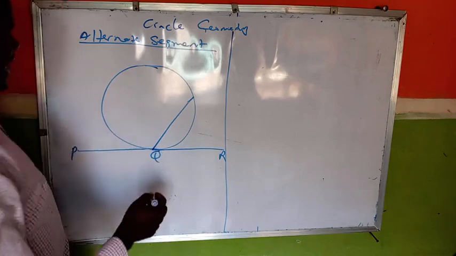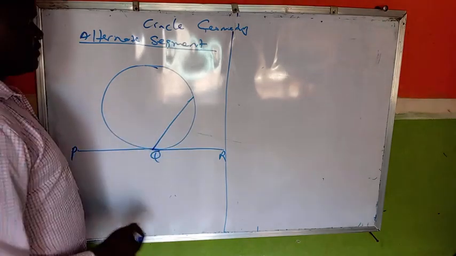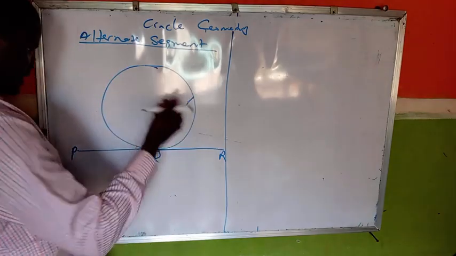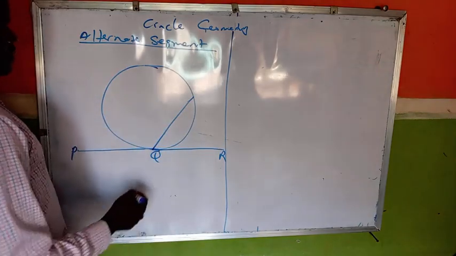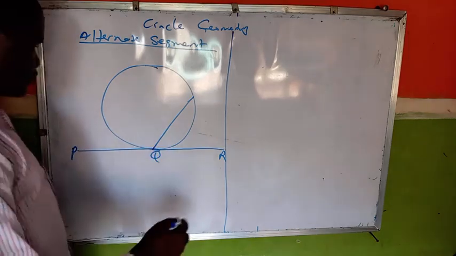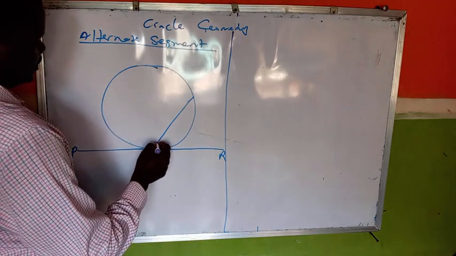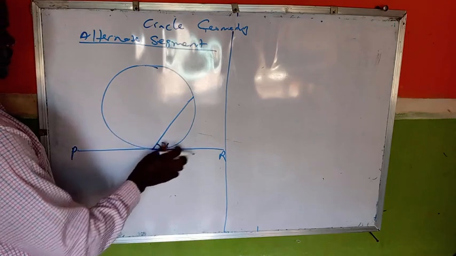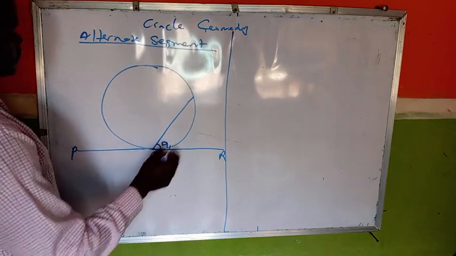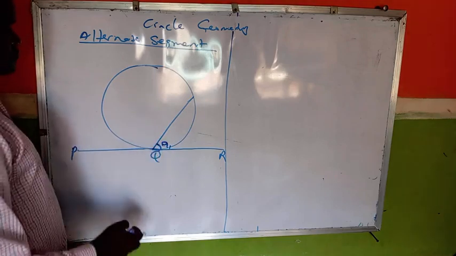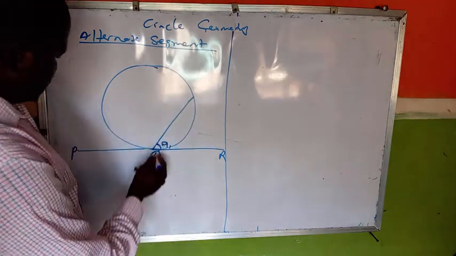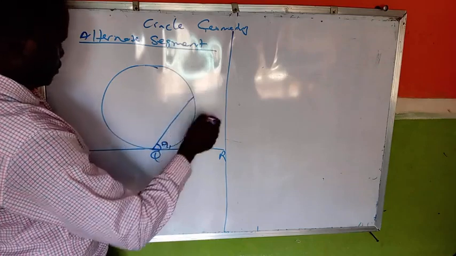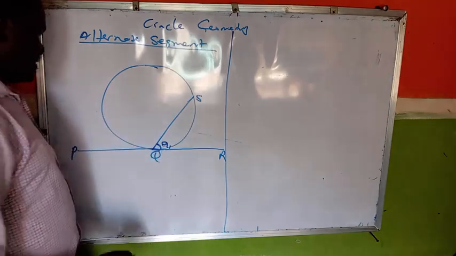Earlier, as I told you, we divided the circle into two parts. We have the minor segment and the major segment. What we want to prove is that the angles in alternate segments are equal. This is an angle here, maybe you can call this one A1. This angle is between a chord and the tangent. This is a chord, maybe you call this chord QX.